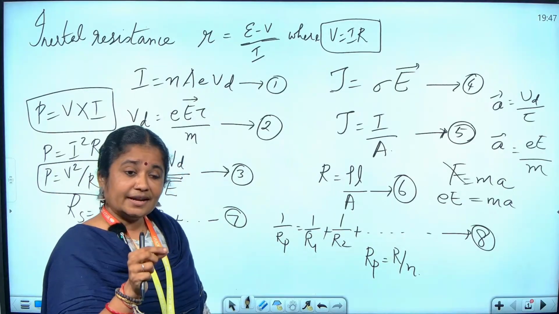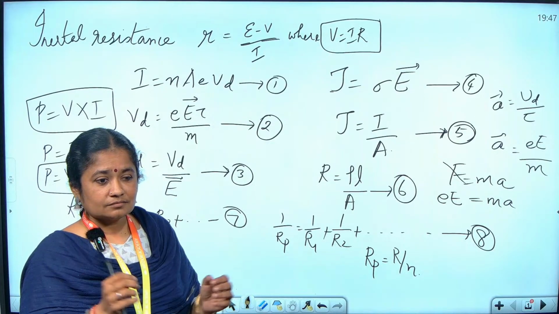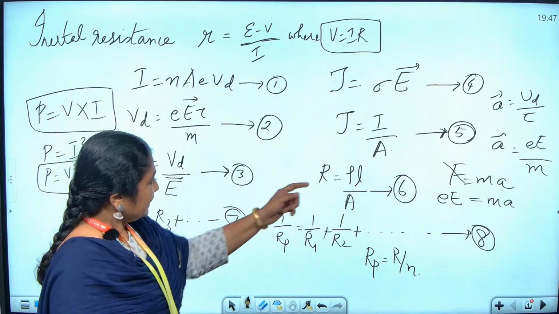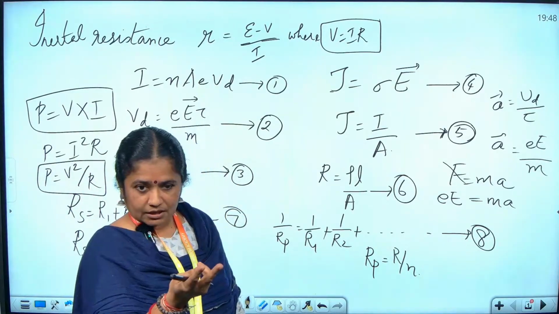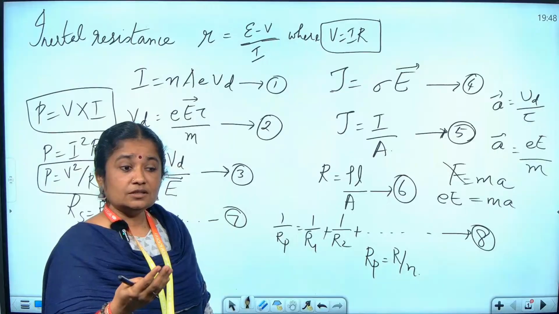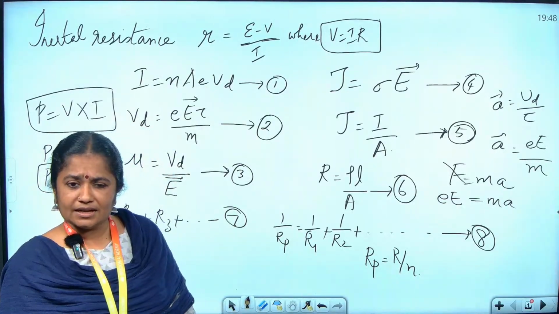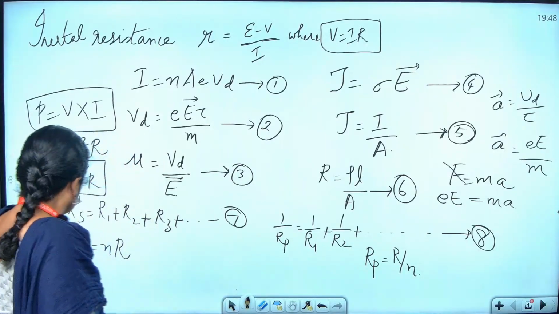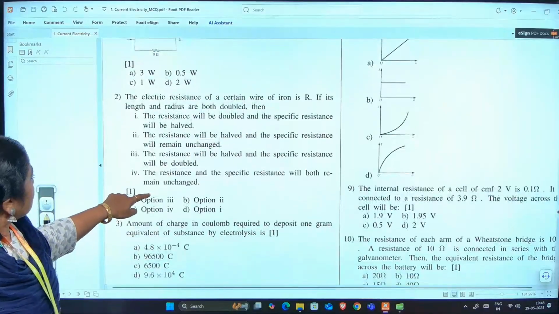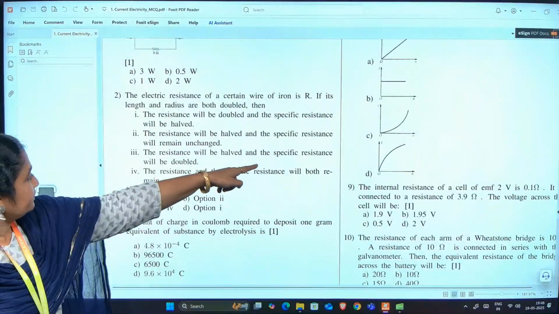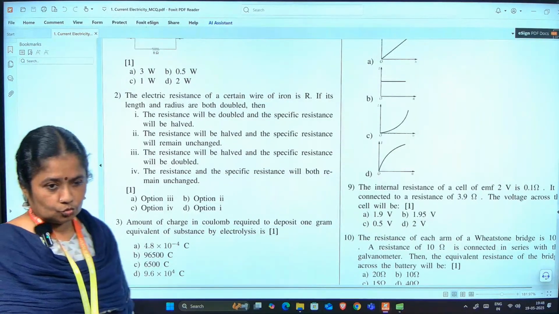So if you double the radius, what will happen to the area? The area increases 4 times and length is increased 2 times in this case. So as the length is doubled, resistance doubles, but the radius has been doubled, so the area will increase 4 times. The ratio is 2 by 4. So what will be the final answer? Half of the initial resistance. So the resistance will be halved and the specific resistance will remain unchanged. Option 2.